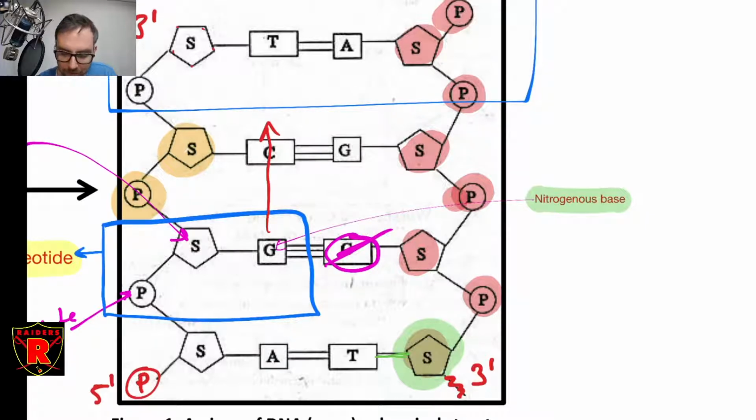And the only thing that fits in that hole is cytosine. So that protein will zip along and it will add a cytosine back into the missing hole. Cool. It's an automatic repair mechanism.